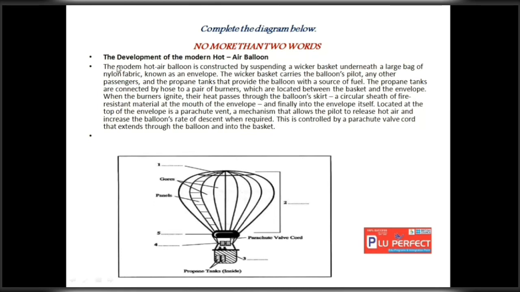Okay, the development of the modern hot air balloon. The modern hot air balloon is constructed by suspending a wicker basket underneath a large bag of nylon fabric known as an envelope. So, suspending a wicker basket underneath means below a large bag of nylon fabric. Underneath, this is the hot air balloon, okay, and the wicker basket is underneath it, means below it.